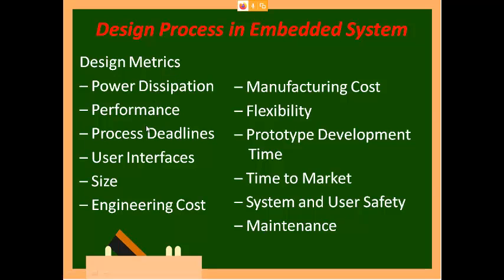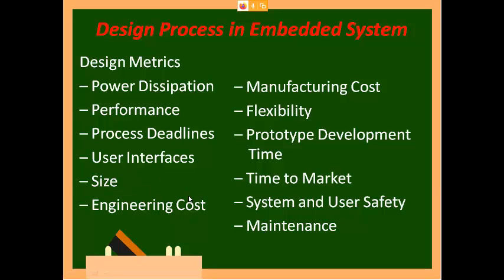Then performance, which means for a given battery, what is the maximum time it is going to work. Then process deadline, how fast your system is able to work. Then user interface, whether you are going to give a display, what type of display, and whether you are going to connect a printer or all such things. Then size. See, the same mobile phone is manufactured by Samsung and by Apple and so on. One will be small in size, one will be large in size. That is because of the technology used.